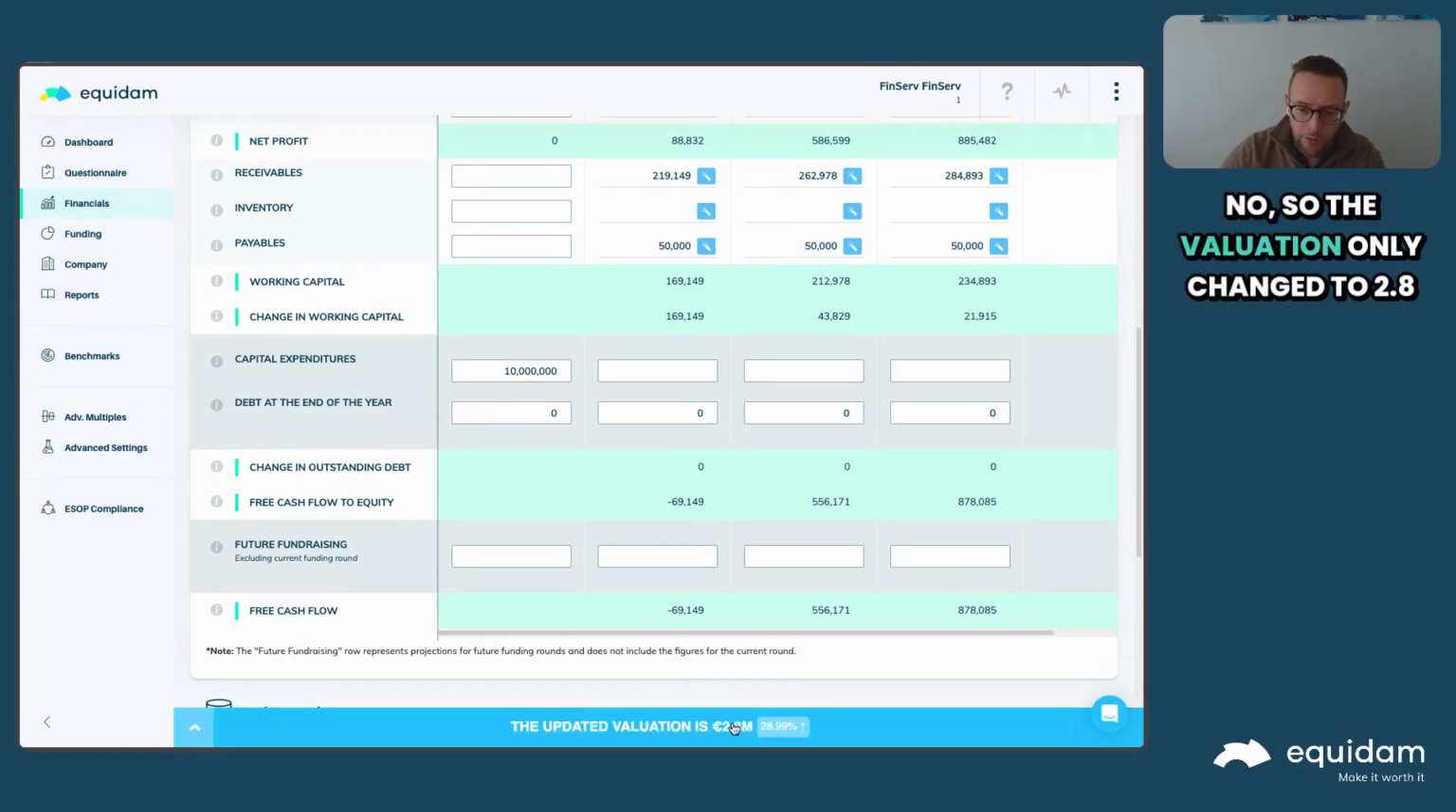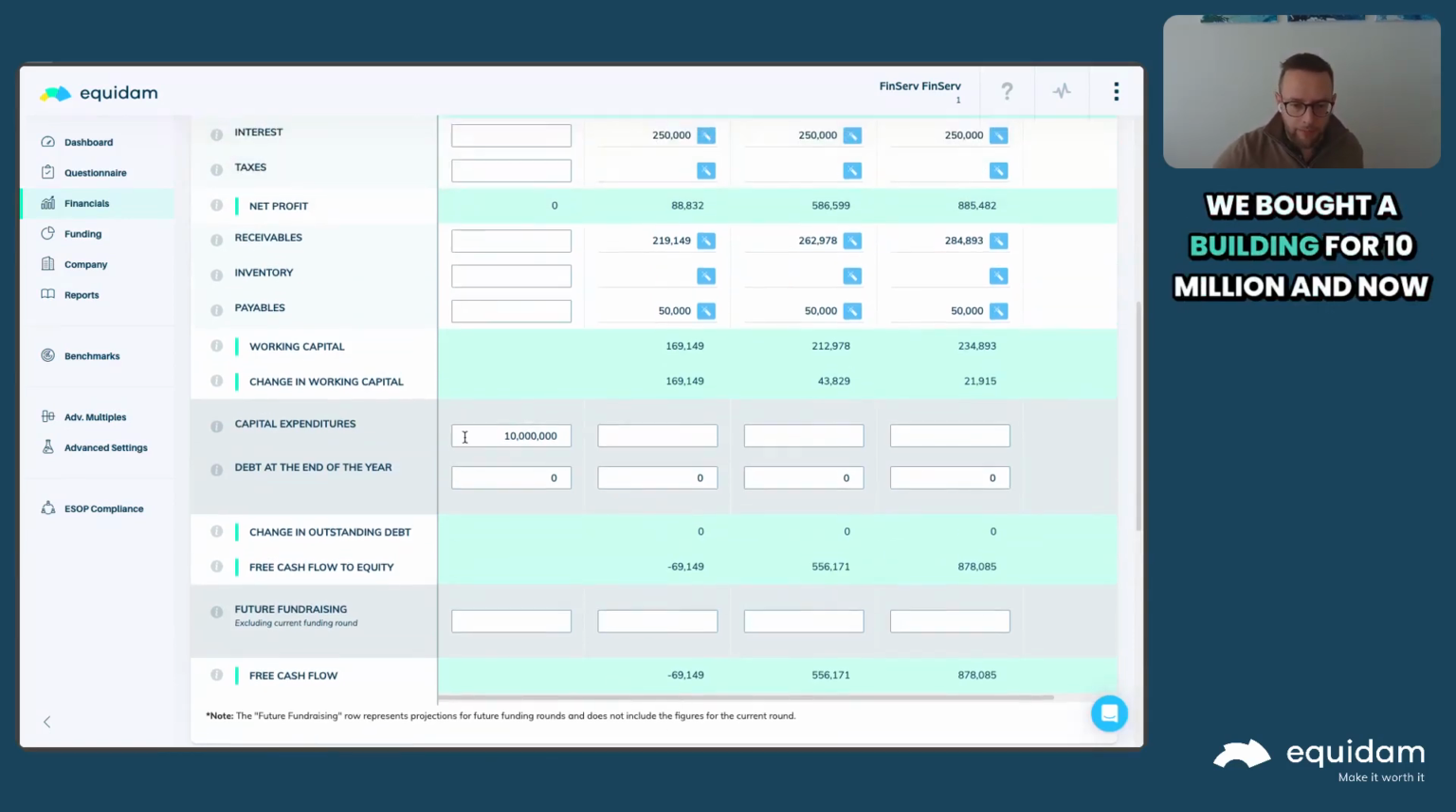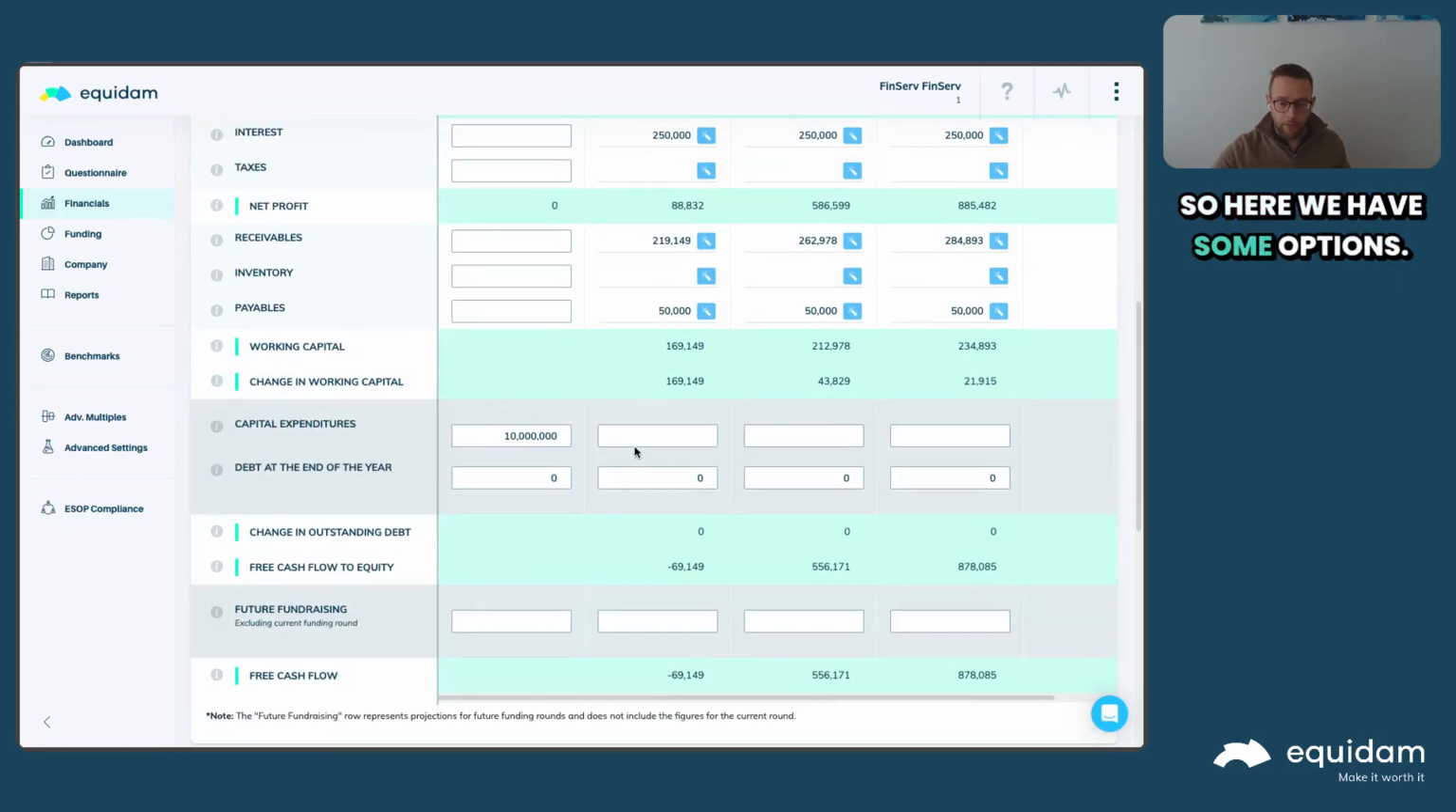So the valuation only changed to 2.8 million, right? So in this case, why? We bought a building for 10 million, and now the valuation is only 2.2. So here we have some options.